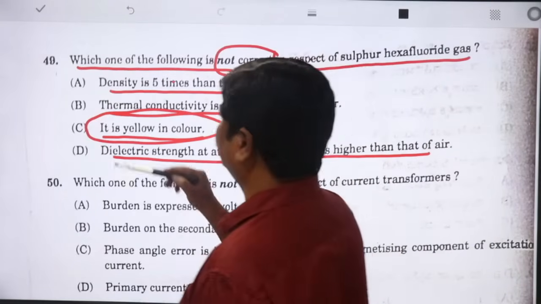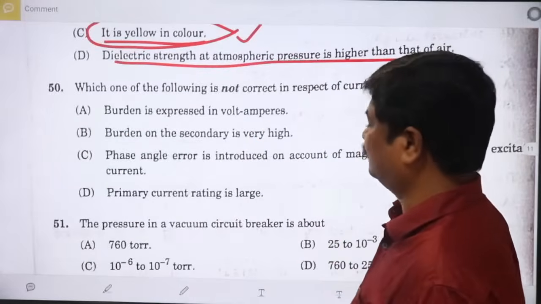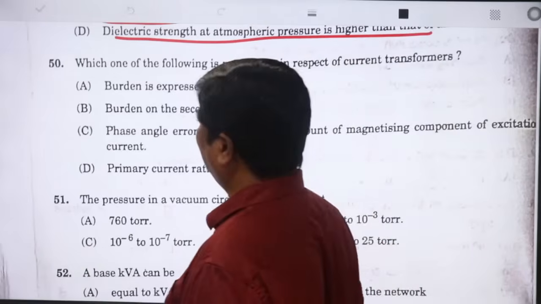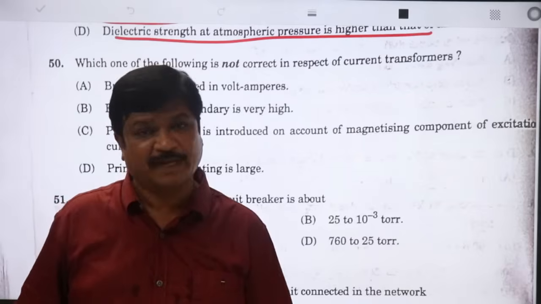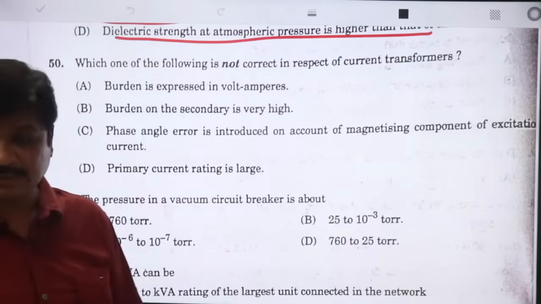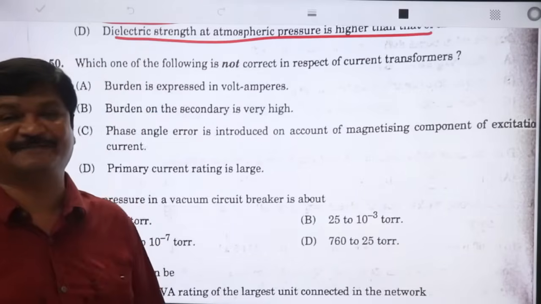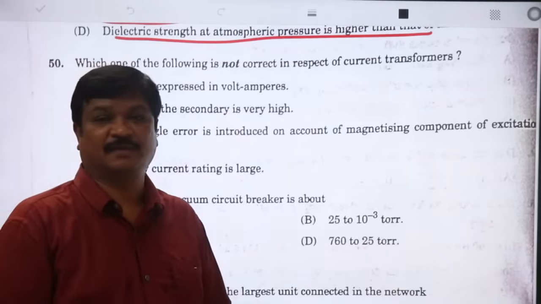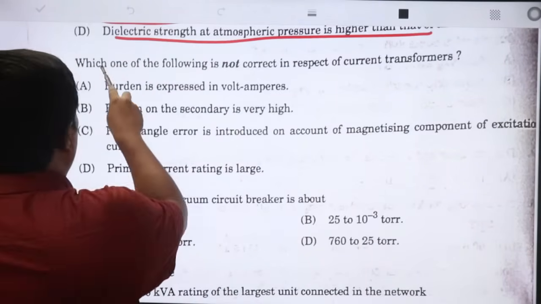Next. Which one of the following? Yeah. Which one of the following? See, almost how many questions we discussed in the power system? Just to get the qualifying marks, power system and machines itself is sufficient. Automatically you will get the qualifying marks. You need not go for other subjects also. Maybe if you do other subjects, you will get more score.